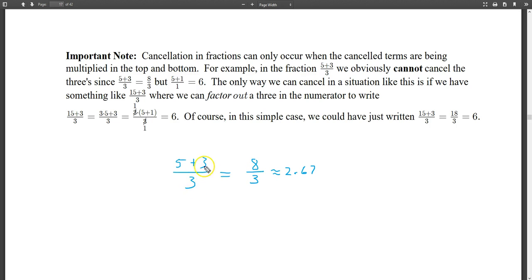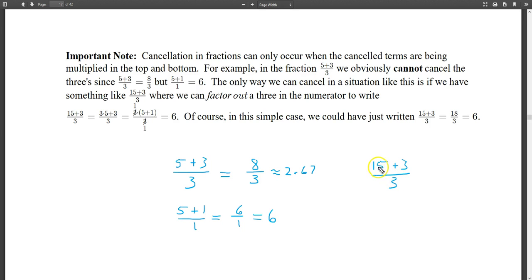Now, if you did, in error, cancel those 3's, what would you get? Well, you would get 5 plus 1 over 1. That's 6 over 1, and that is 6. Obviously 2.67 and 6 are not the same number. So you cannot cancel the 3's in this case. The only time you could cancel those 3's is if this addition right here was a multiplication, or if the 5 had a factor of 3 in it. Like if you had something like 15 plus 3 over 3. Then it is fine to cancel those 3's.